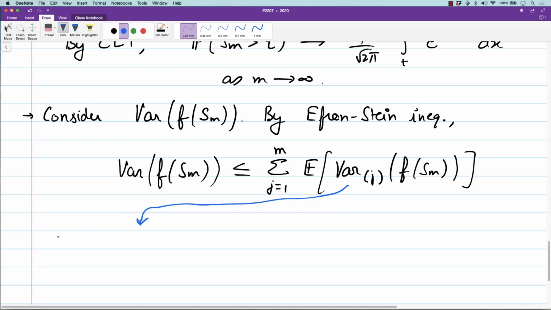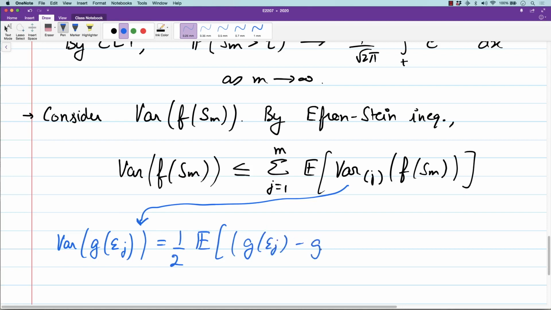Okay, that's just Efron-Stein. So let's look at this variance a bit more closely. Remember that we have fixed everything and we're just changing one random variable. We can view it as the variance of g of epsilon j. This is the only one which is changing, everything else is fixed. We've seen this before: it equals the expected value of half into g of epsilon j minus g of its independent copy epsilon j prime, whole square.